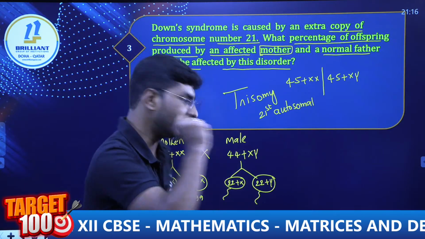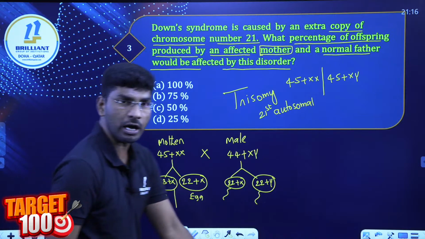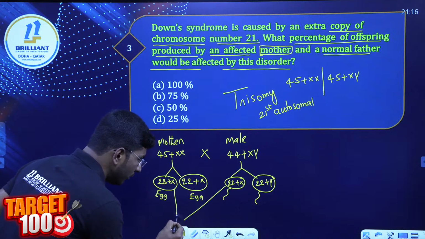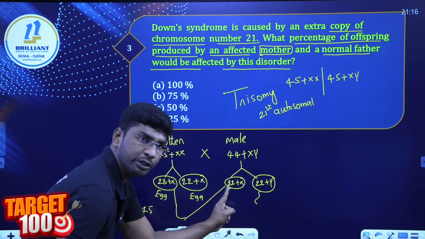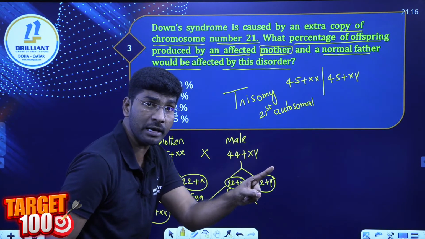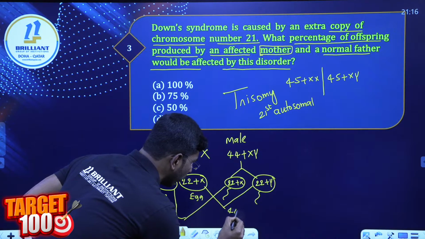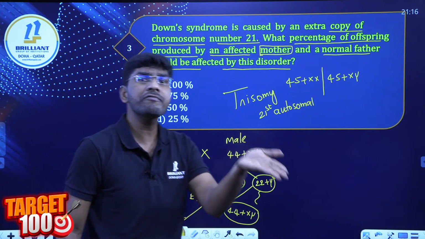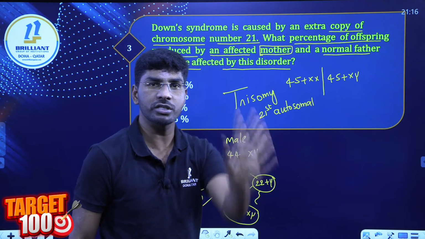How 50% chance? Look at here. There are two types of eggs, right? If this abnormal egg is crossed with the normal sperm, tell me now, how can I write? 45 for 23 plus 22, 45 plus XX female, Down syndrome female. Done. This normal one is going to fertilize with the normal one, 44 plus XY, normal male child. So what percentage? 50% chance to get Down syndrome in the next generation.